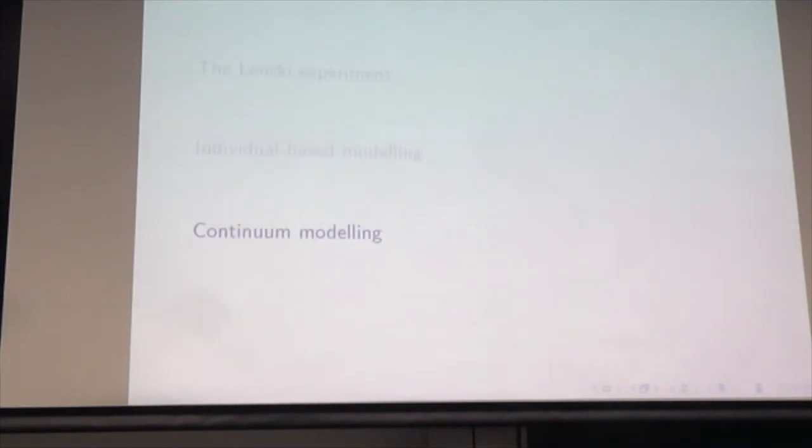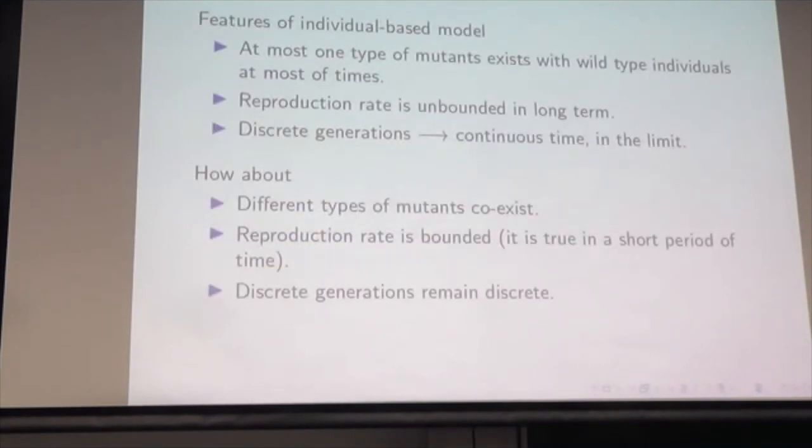Next, I want to talk about continuum modeling. What's the motivation? The features of the individual-based model are that at most one or two mutants exist with the wild type, as we explained on the blackboard, and the reproduction rate is unbounded in the long term, which corresponds to the power law model. The discrete generations become continuous time after time scaling. It's a mathematical thing, a bit far from reality.